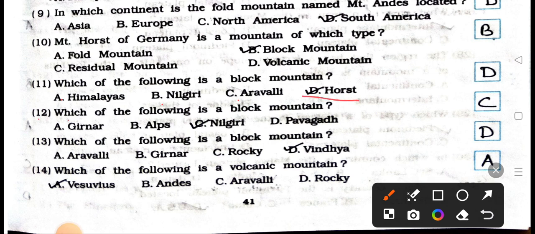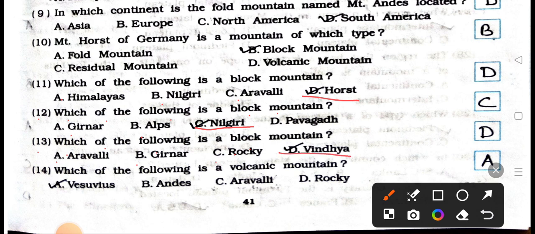Number 12. Which of the following is a block mountain? A, Girnar. B, Alps. C, Nilgiri. And D, Pavagadh. Answer is option C, Nilgiri. Number 13. Which of the following is a block mountain? A, Aravali. B, Girnar. C, Rocky. And D, Vindhya. Answer is option D, Vindhya.